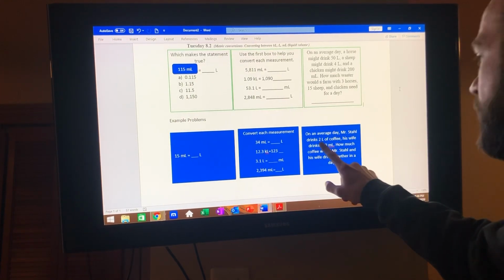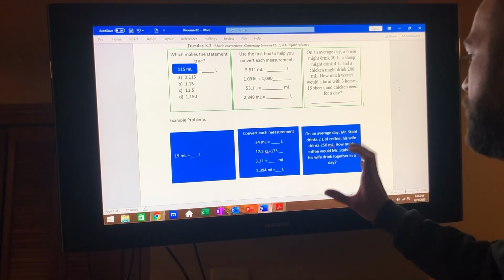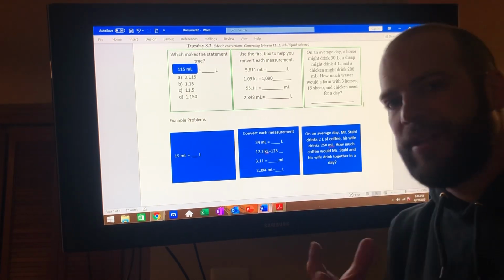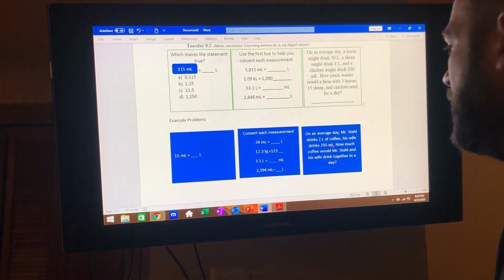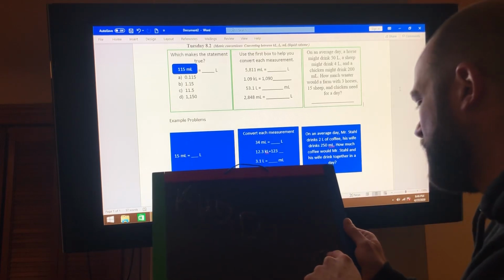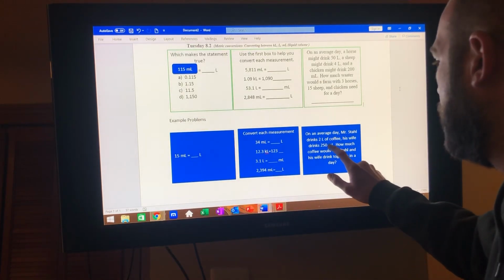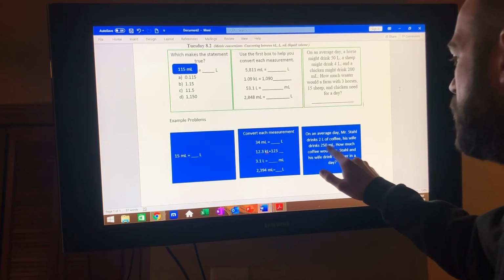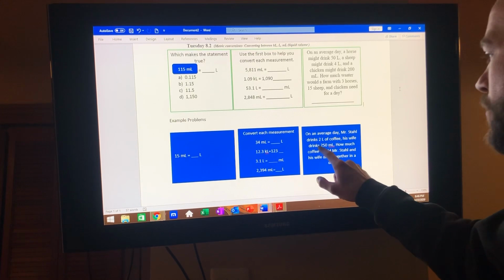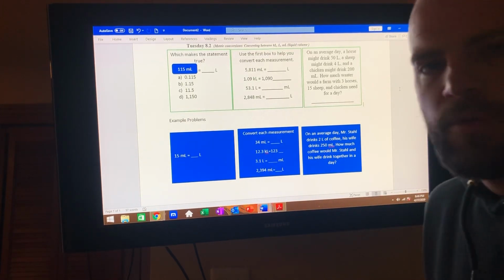On an average day, Mr. Stahl drinks 2 liters of coffee. His wife drinks 250 milliliters. How much coffee would they drink together in a day? So all I have to do is add those two, but they have to either be both in liters or both in milliliters. So I'm gonna turn them both to liters. So from milliliters to liters, I'm gonna go left 1, 2, 3. Left 1, 2, 3. It's 0.250. So it would be 2 plus 0.250. It would be 2.25 would be my answer.